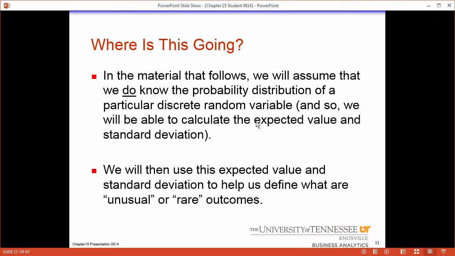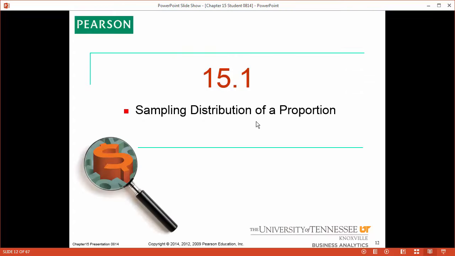We will then use this expected value and standard deviation to help us define what are unusual or rare outcomes. So what does that mean? What it means is when we look at this, we're going to be able to tell if something's an outlier. And you should know what that means right now. An outlier is generally 2 or 3 standard deviations away. Sometimes 2, we consider that to be a light outlier, or a lot of people might just consider that an outlier. 3 standard deviations away, that is no doubt an outlier.